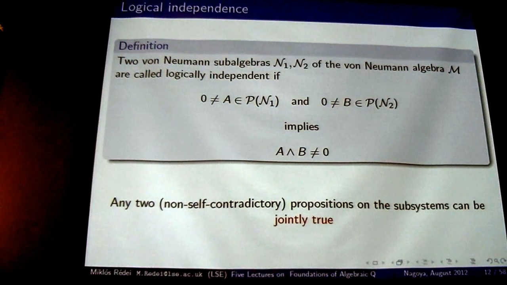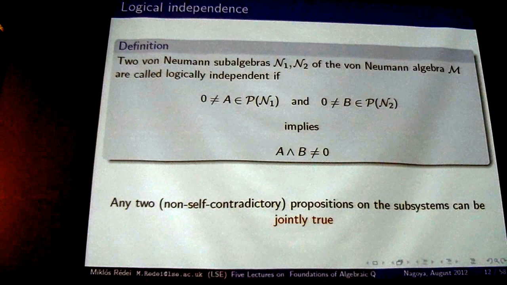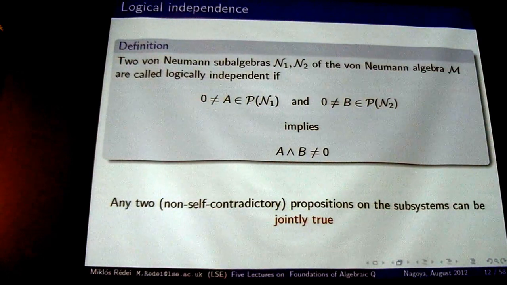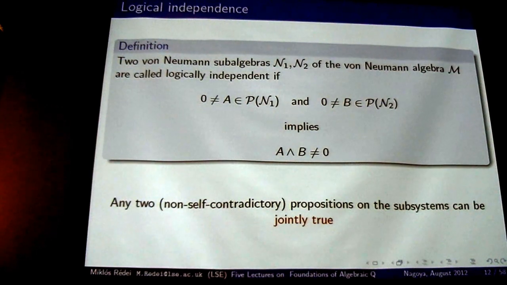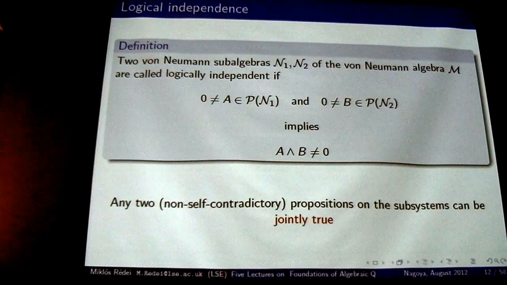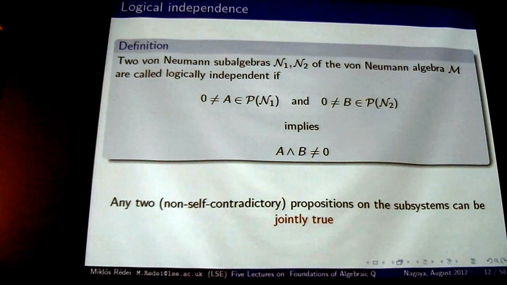Logical independence. Two von Neumann algebras are called logically independent if you consider the two projection lattices, which are regarded as the logics of the system, and no matter how you take one projection from one and another projection from the other, if they are non-zero, their intersection is non-zero. We encountered that in the Boolean setting yesterday, and I have mentioned this already today. This essentially means that any two non-self-contradictory propositions of the subsystems can be jointly true.